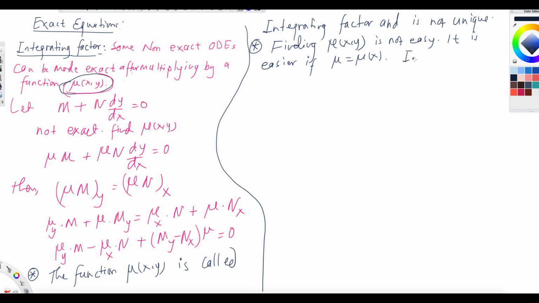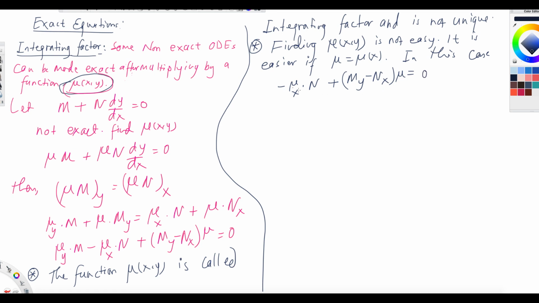In this case, suppose mu is a function of x. What happens is mu sub y will be 0, right? Because if mu is a function of x only, then mu sub y will be 0. Then you will get negative mu sub x times N, plus M sub y minus N sub x times mu, equals 0.